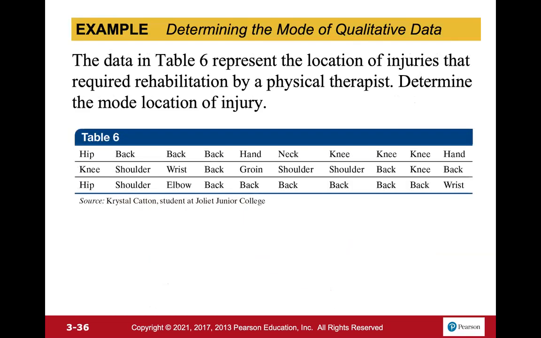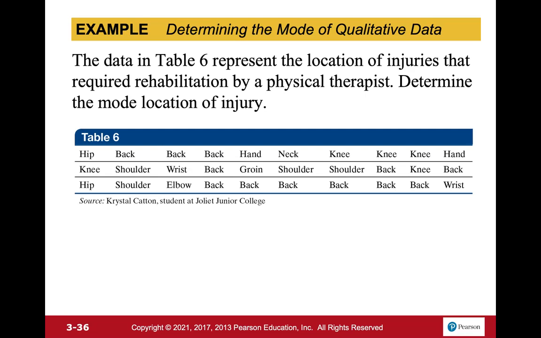All right, clear this. The data in table 6 represents the location of injuries that required rehabilitation by a physical therapist. Determine the mode location of injury. So for this one, we could either put it on Excel and have Excel do all the work for us, or we could just write these down in a similar way that we did in chapter 2.